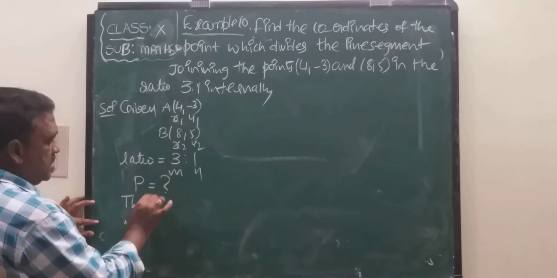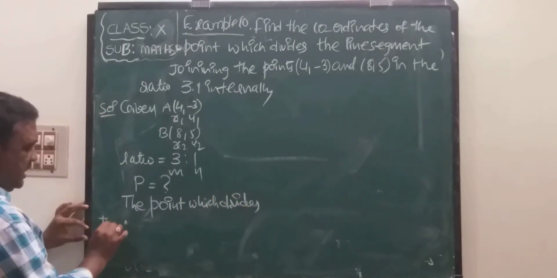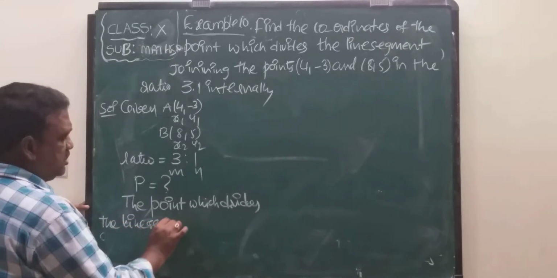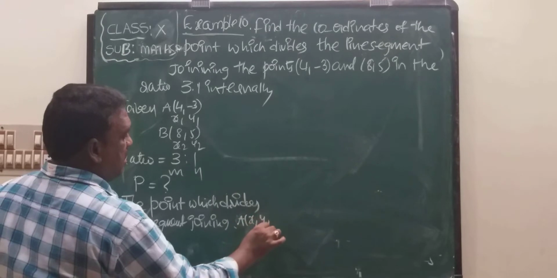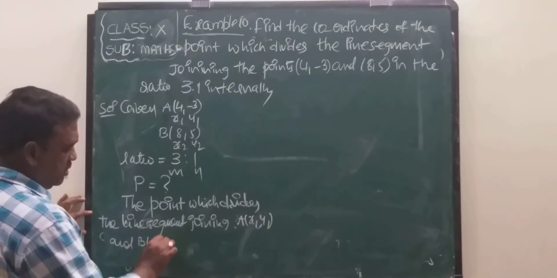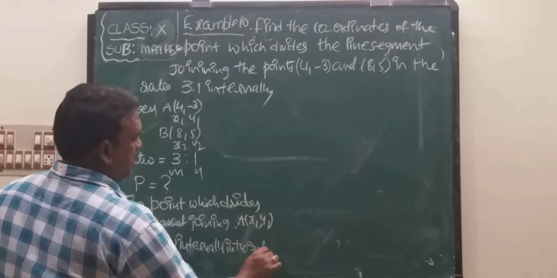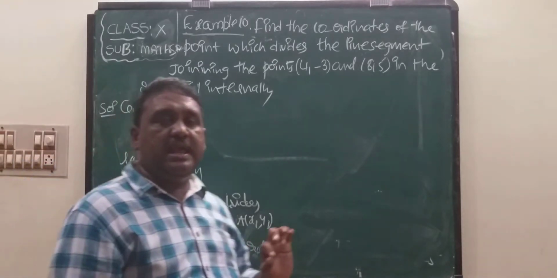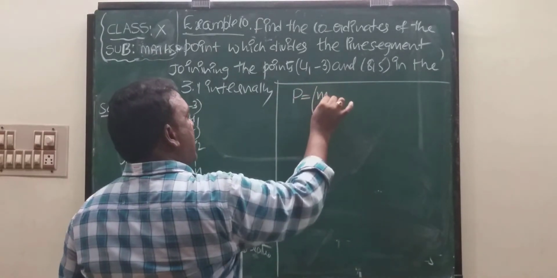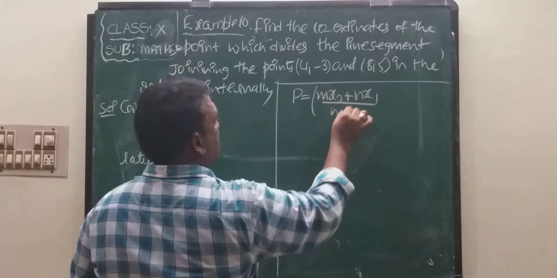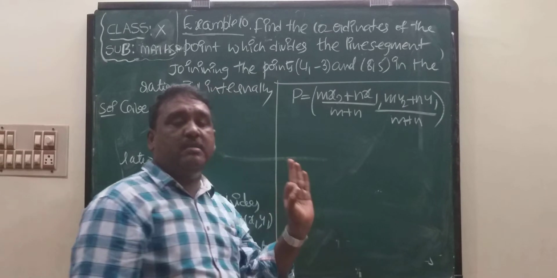The point which divides the line segment joining A (x1, y1) and B (x2, y2) internally in the ratio m is to n is P equal to, this is known as ratio formula, you know, (mx2 plus nx1) by (m plus n), (my2 plus ny1) by (m plus n). This is ratio formula internally.